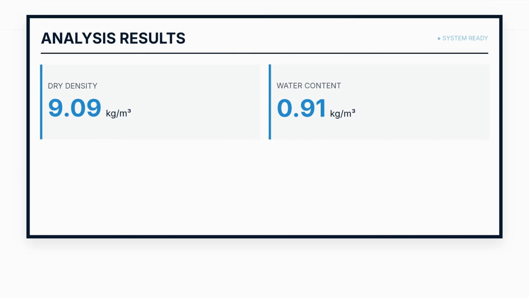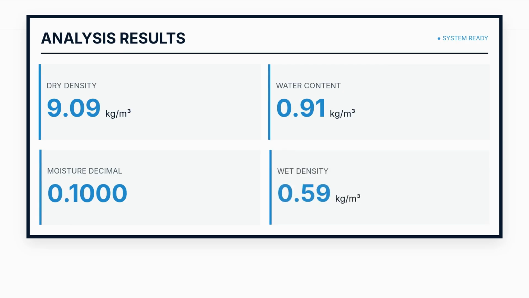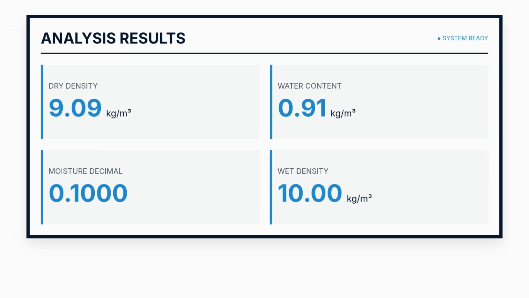Water content equals 0.91 kilograms per cubic meter. Moisture decimal equals 0.1000. And wet density confirms our input at 10.0 kilograms per cubic meter.